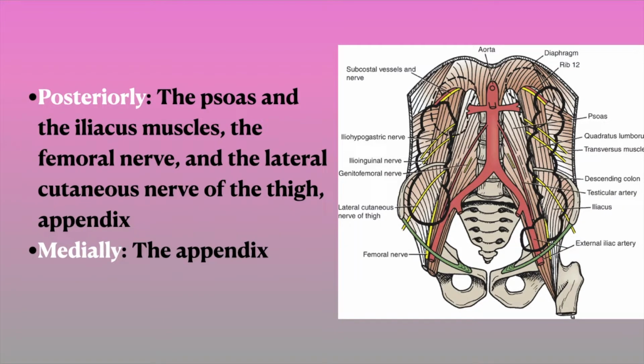Posteriorly, the caecum is related to the psoas and iliacus muscles, the femoral nerve, the lateral cutaneous nerve of the thigh, and the appendix, and medially to the appendix.